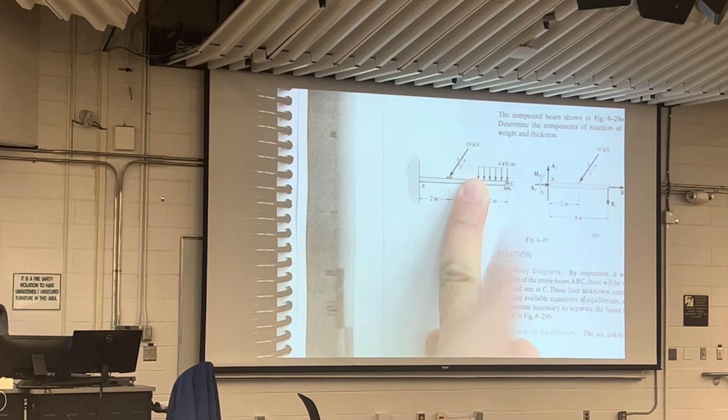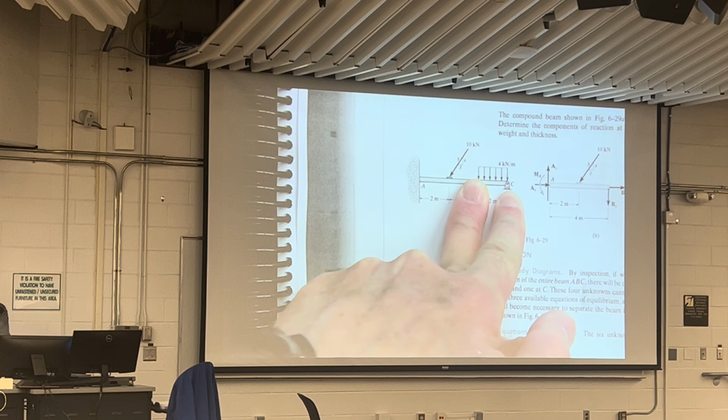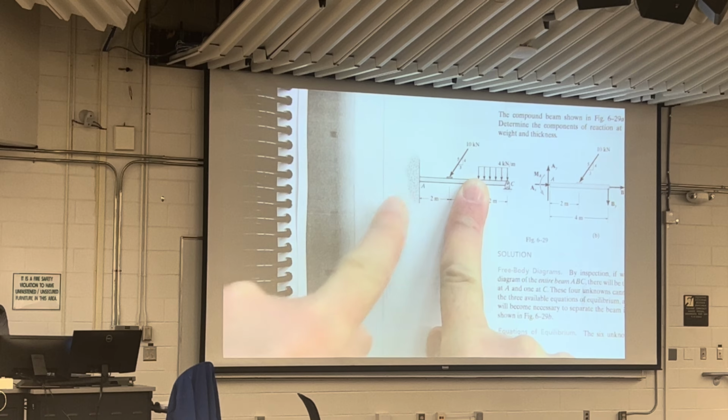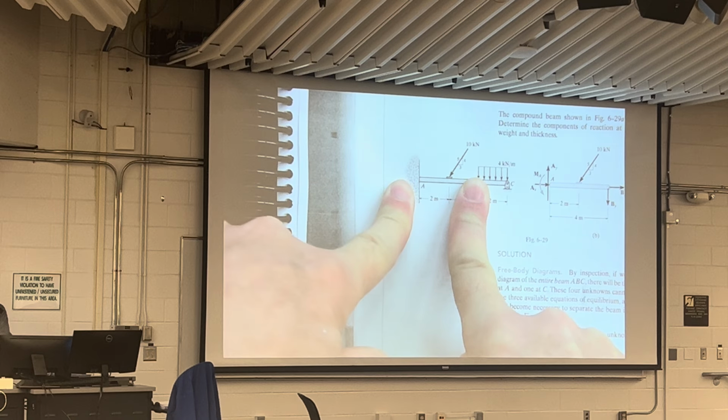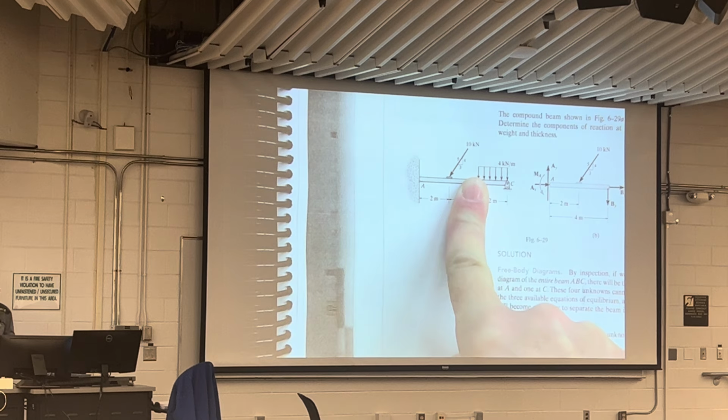Forget the pin. I have a rocker, that's 1, and then a fixed support, that's 3. 3 plus 1 is 4. 4 unknowns, I can't solve this problem. That would make it a statically indeterminate problem.